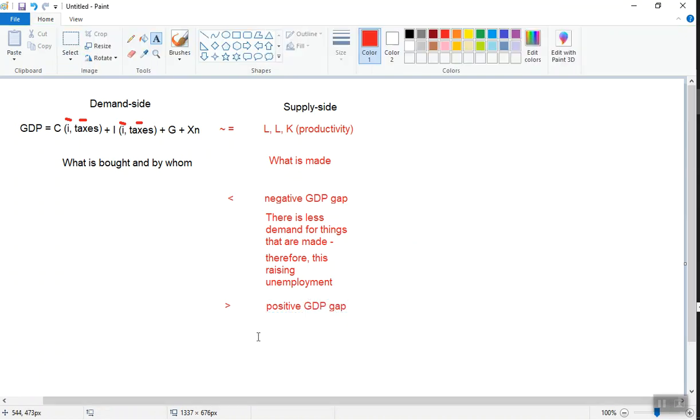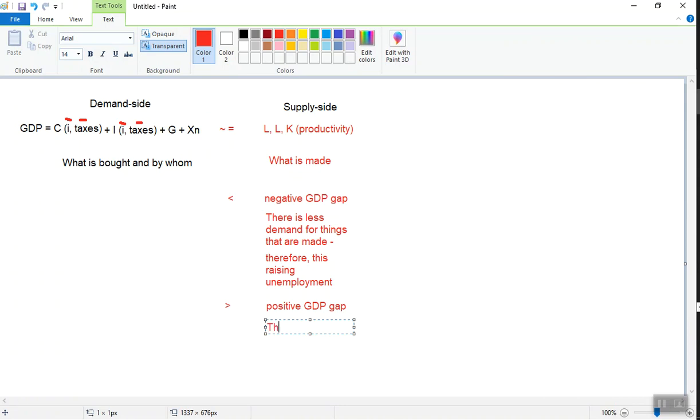And so what does this mean? This means that there is more demand for things and not enough to satisfy demand. So what does that mean?